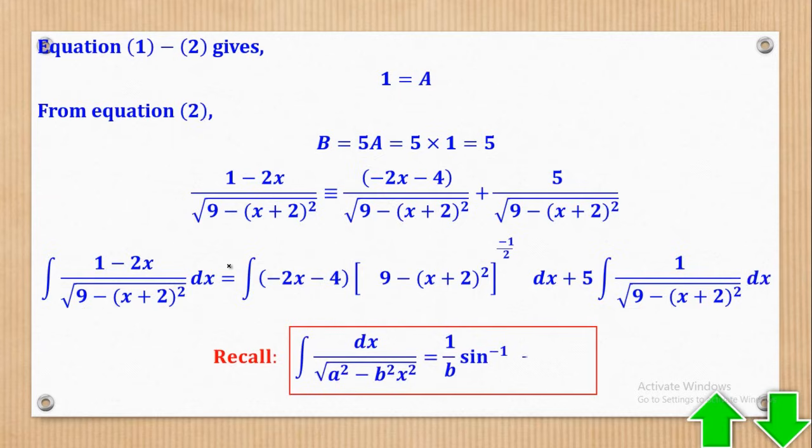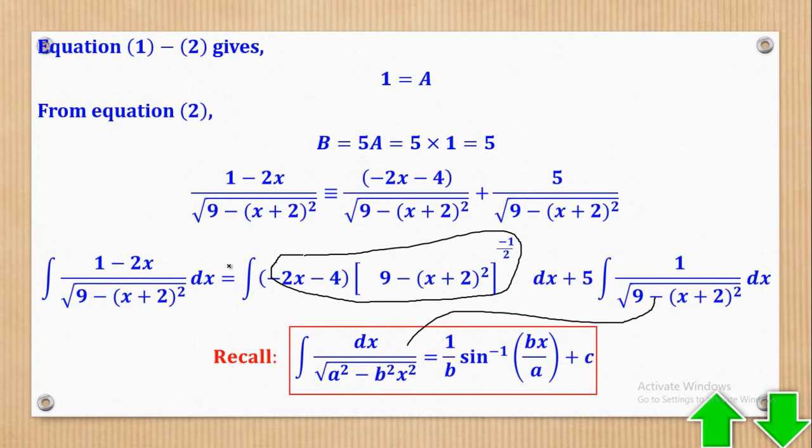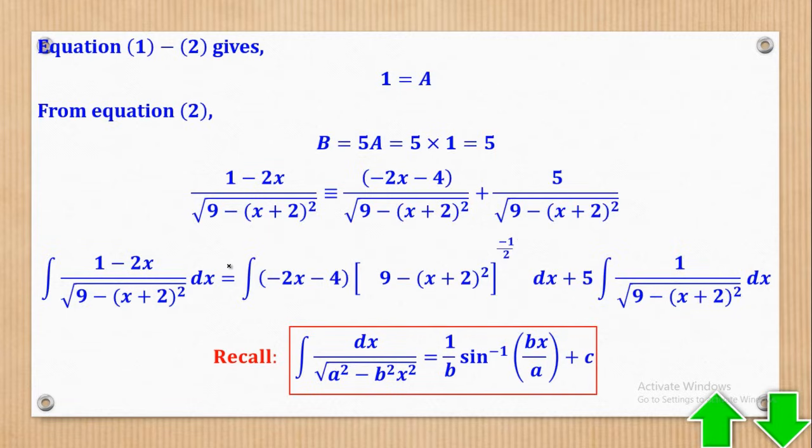So here we have to recall this. This one will help us to integrate this. This one is easier because you increase the power by 1, divide by the new power, since this is a function and its derivative. I think you remember that method, which we had already covered previously. So using this for this, you realize that a squared is 9, meaning that a is 3, then b squared is 1. And where there is x, we shall now put x plus 2.